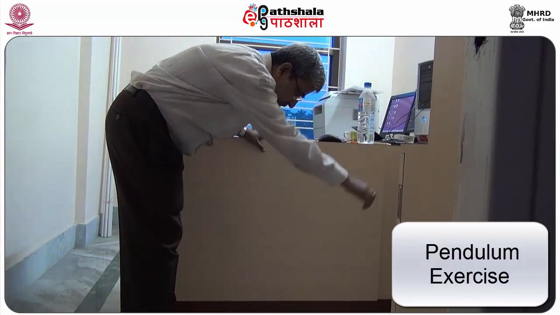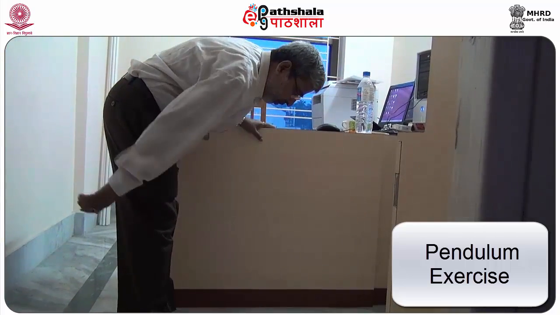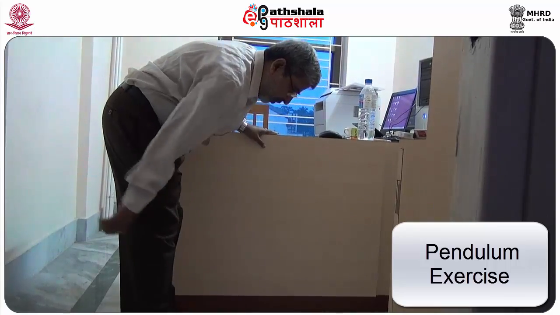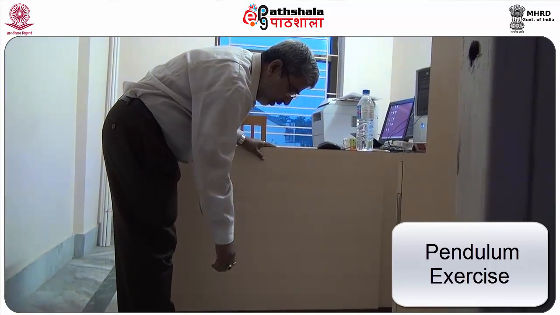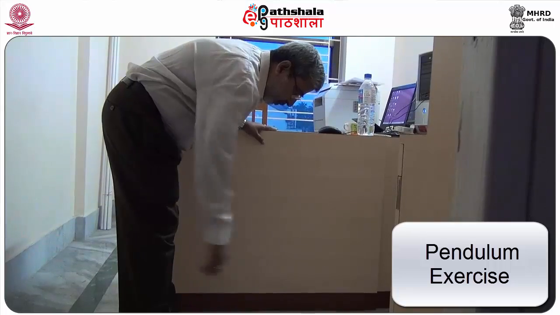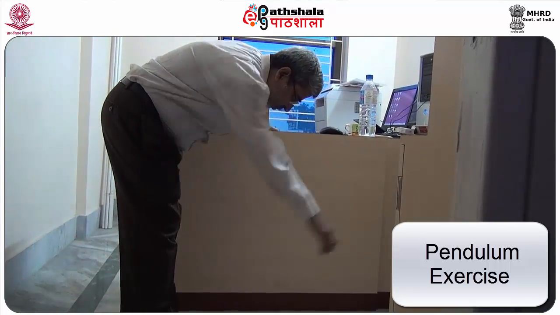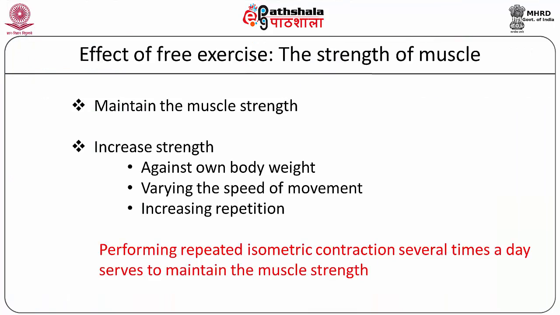Swinging the arm in half-stooped position is a free exercise that helps increase the range of motion of the shoulder and is often used in the management of frozen shoulder. The exercises used during active stretching also fall in the category of free exercises.